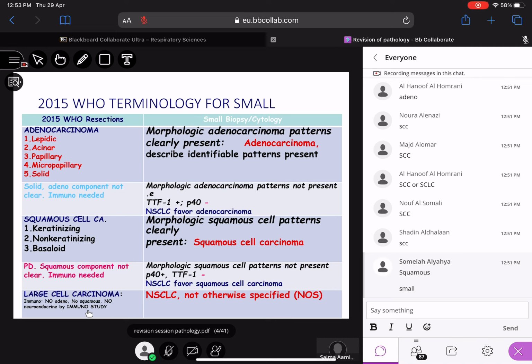And what will the criteria of large cell? It is a poorly differentiated or a de-differentiated tumor. So it doesn't have adeno feature, it doesn't have keratin pearls. In immunohistochemistry, it is not showing any positivity. So you will classify it as non-small cell lung cancer not otherwise specified. It means that it doesn't belong to any specific class.